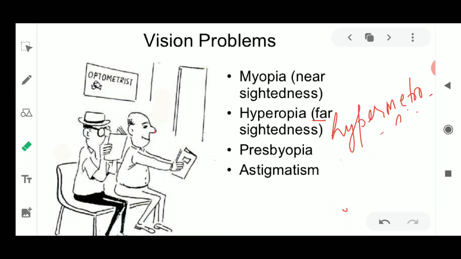Now there are certain other problems like cataract, which could be corrected by surgery, and different other problems which are present in other parts of the eye. The details of myopia and hypermetropia will be discussed in the next video. We have to discuss all these vision problems in detail.